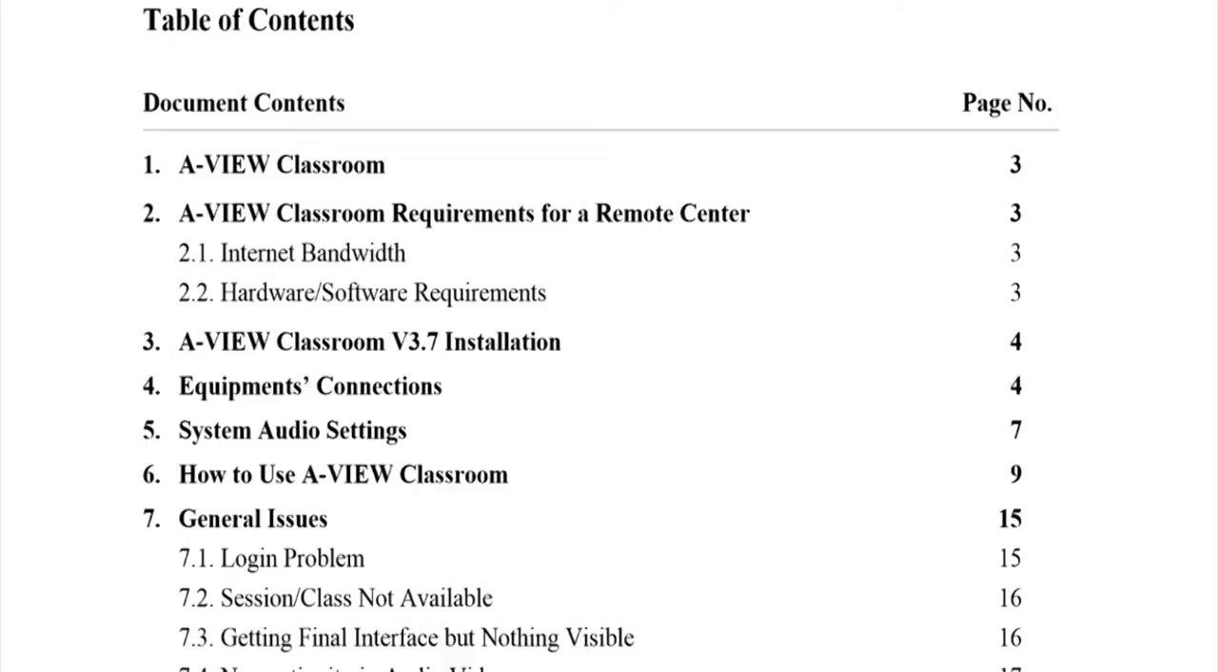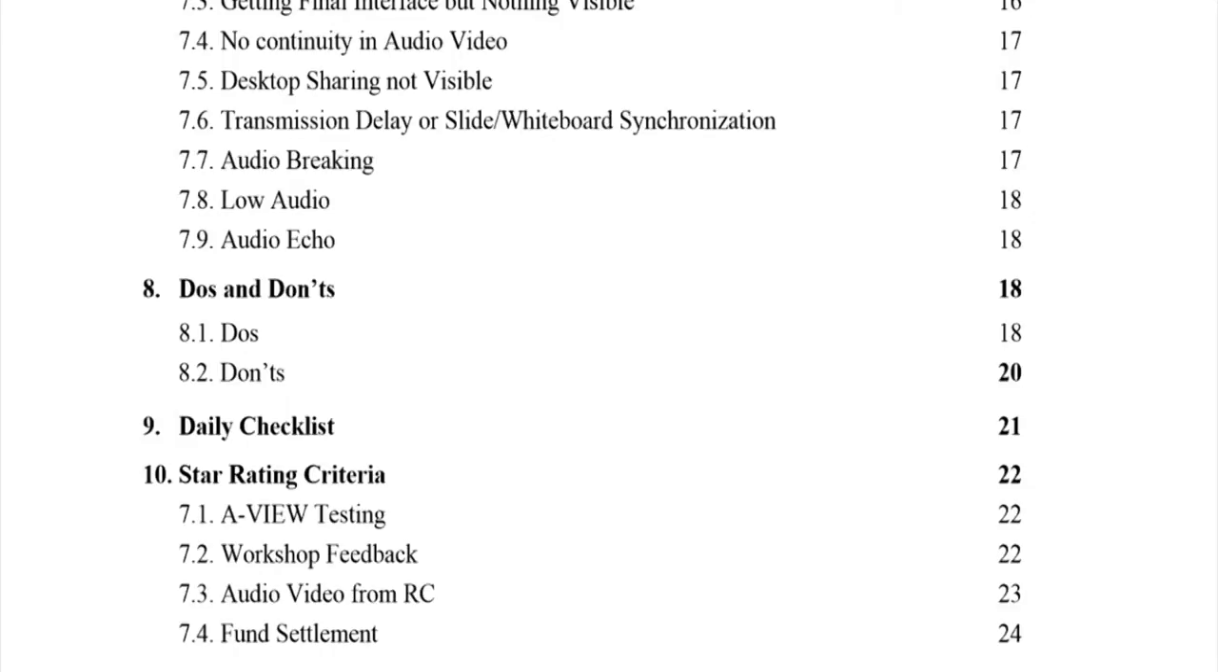So let us see. The table of contents includes the AVU classroom, the requirements of the AVU classroom, the installation procedure, equipment connections, system audio settings, and then how to use the AVU classroom. Then there are general issues, the problems most probably you or we have been facing. Along with the solutions, we have tried to cover these. All the issues are listed in this file, along with the solutions. Then do's and don'ts, and the daily checklist: when you start the machine, what are the checklists you have to follow? And the star rating criteria: what criteria we follow to award the stars. We try to cover all the points in this file.